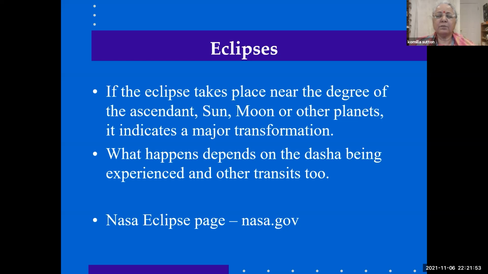So if the eclipse takes place near the degree of ascendant, sun, moon, other planets, it indicates a major transformation. What happens depends on the dasha being experienced and other transits. Also, when you're looking at the eclipses, you have to see how close they are to you, and nothing happens on the day of the eclipse because they are just indications. That means your thinking changes, there's some transformation, and these eclipses are not so rare. Every 7-8 years, the eclipses come back to the original position, either the Rahu eclipse or Ketu eclipse.